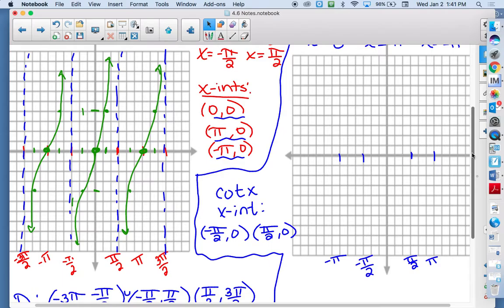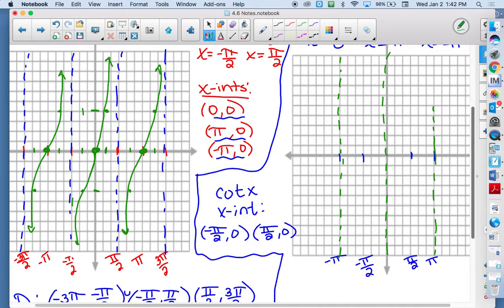So graphing the asymptotes first, they are now at 0, so we have an asymptote right down on the y-axis, at pi, and at negative pi. Now we only have 2 graphs shown here. So 2 sets of asymptotes will get 2 graphs. In between those would be our x-intercepts at pi over 2 and negative pi over 2.